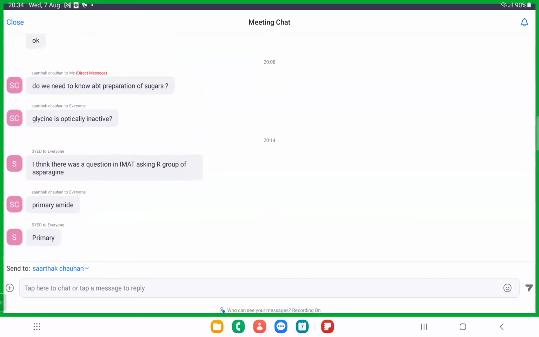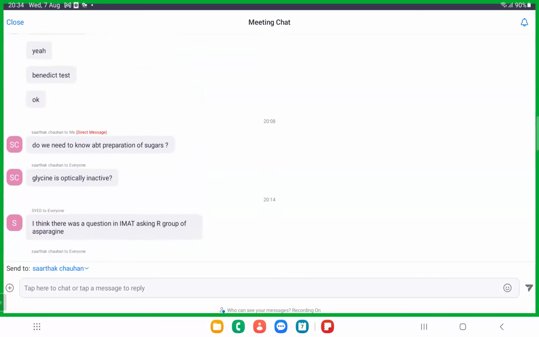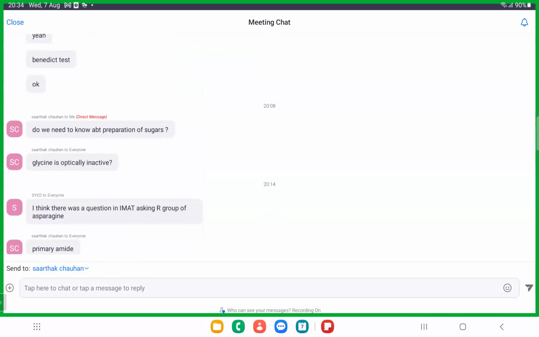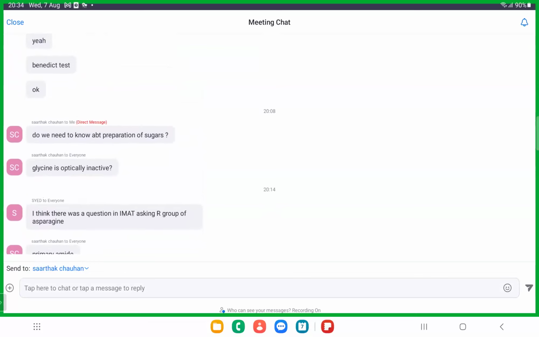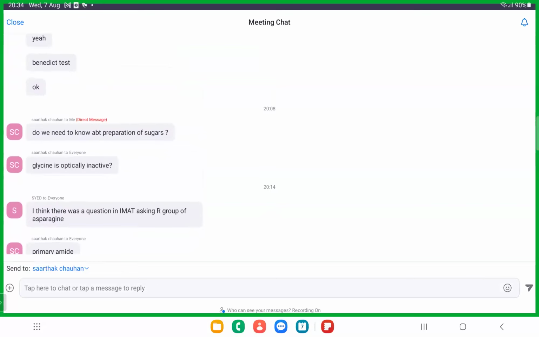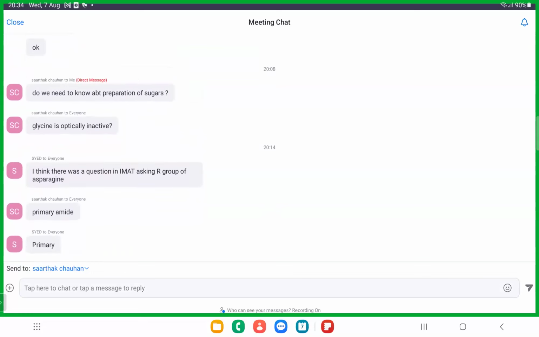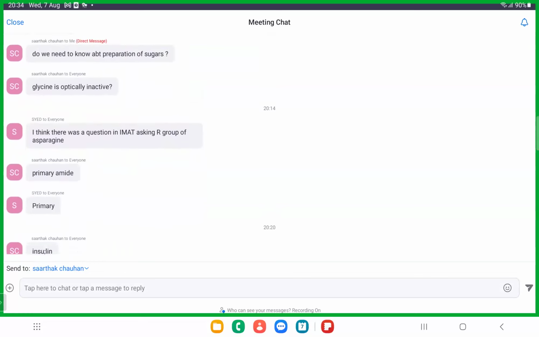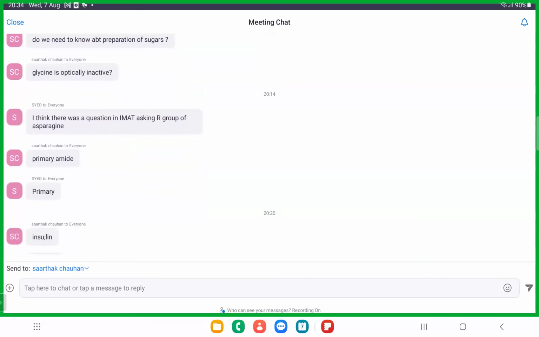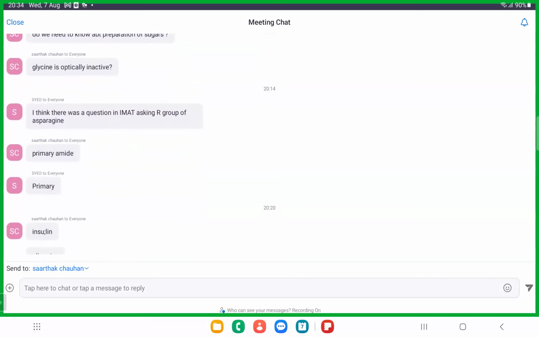R group of asparagine. Preparation of sugars? No, you don't have to know. Glycine is optically inactive. 100%, bravo. Exactly. Inactive because it does not have an active group. I think there was a question in the IMAT asking the R group of asparagine. Yeah, I can give you the R group of asparagine.